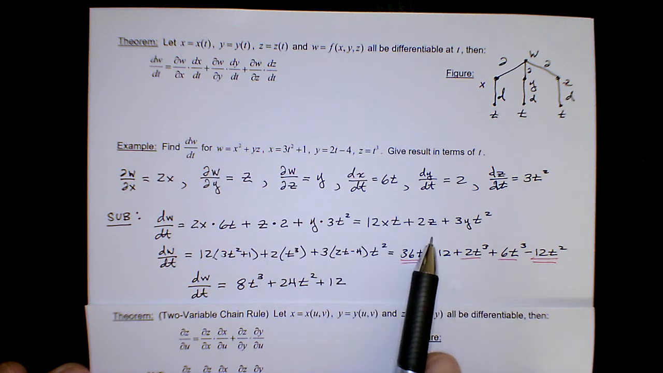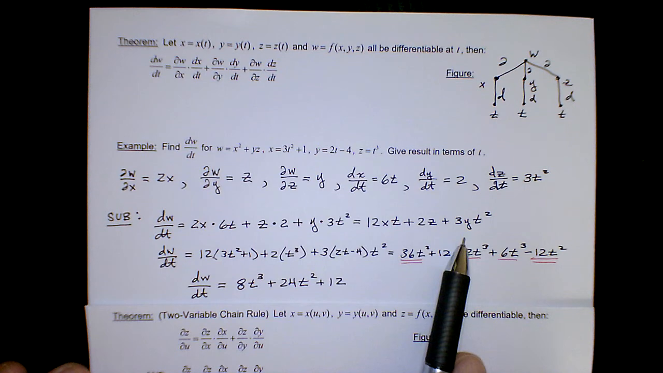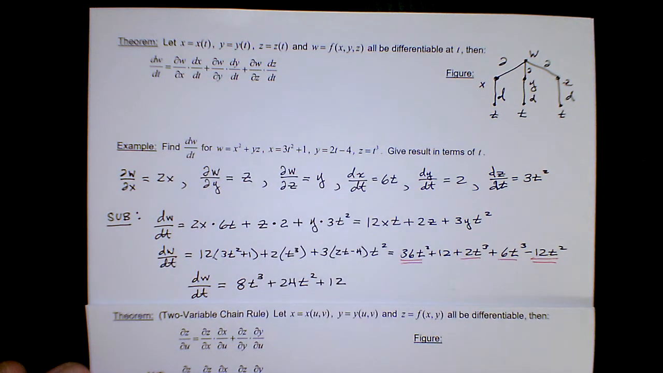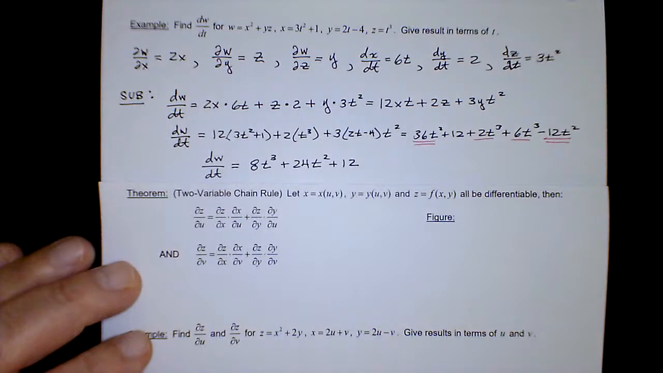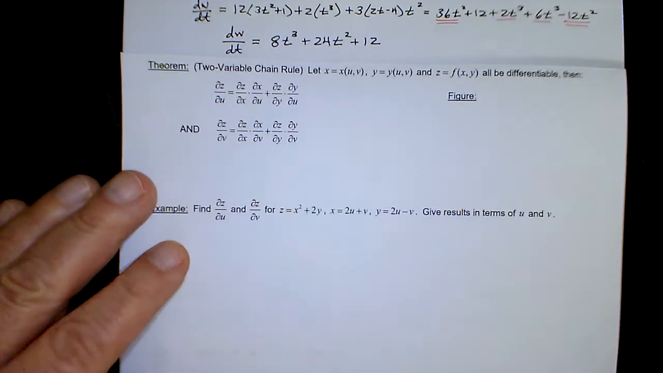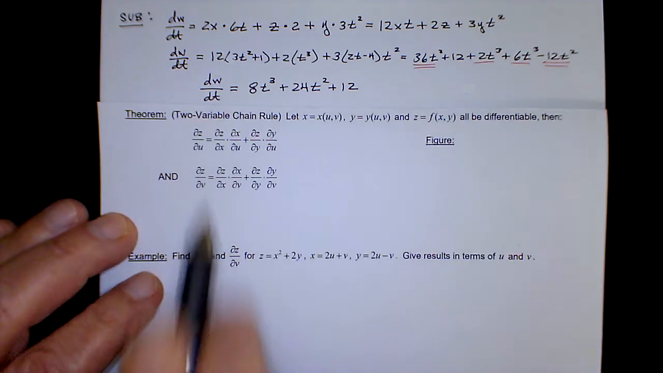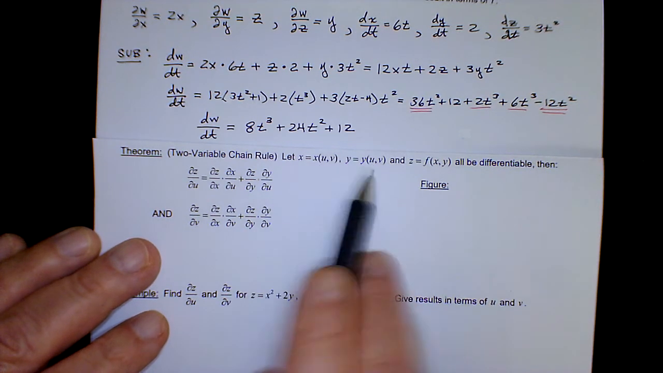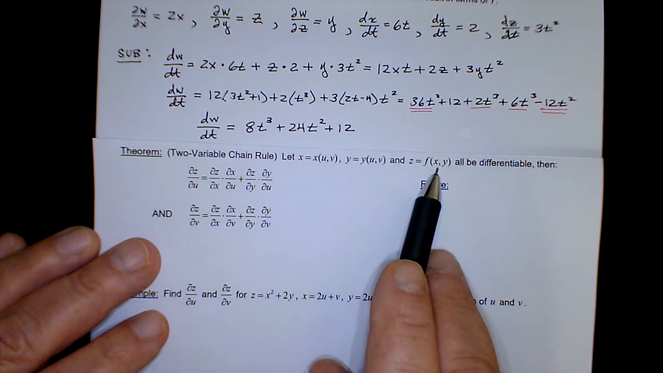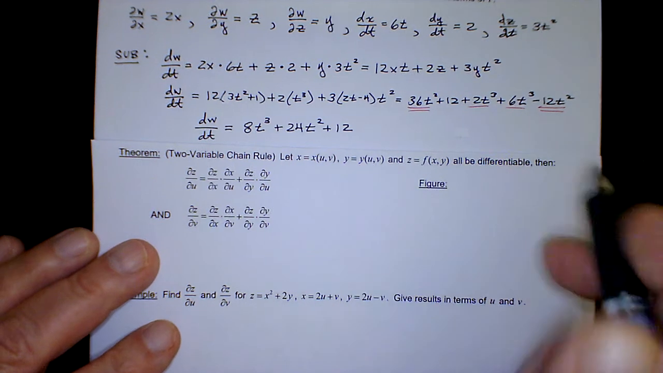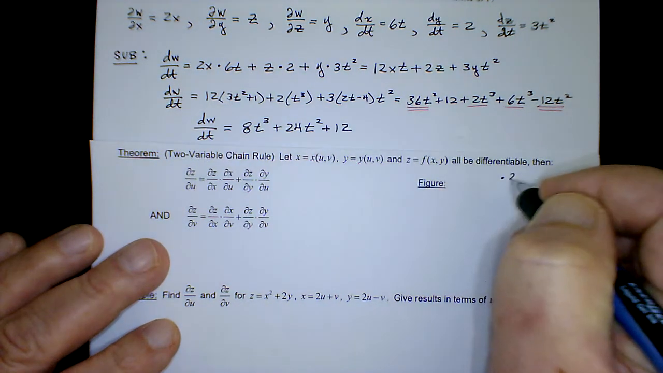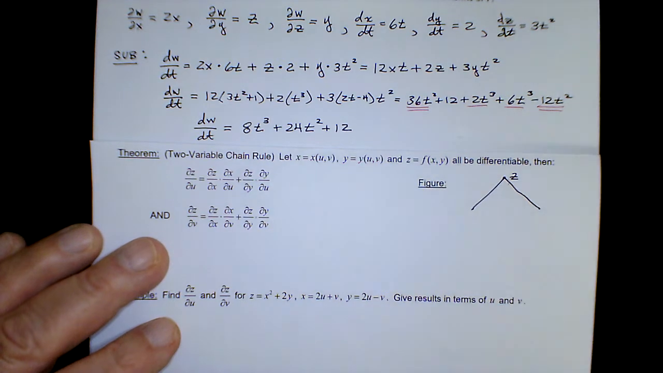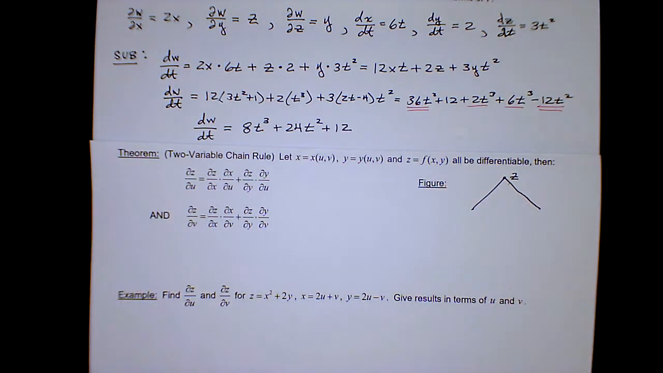So when we had x, y, and z, we substituted the equations for those in terms of t. Now we extend this to what we call the two-variable chain rule, where x and y are functions of two variables, and z is a function of x and y. So if we start with z in terms of generating the formulas, it's a function of two variables, so we can extend that to x and y.